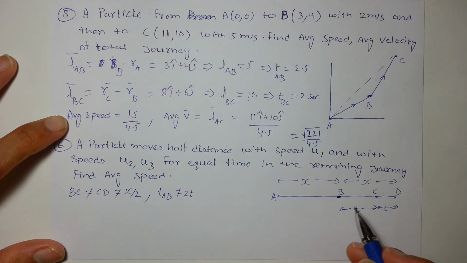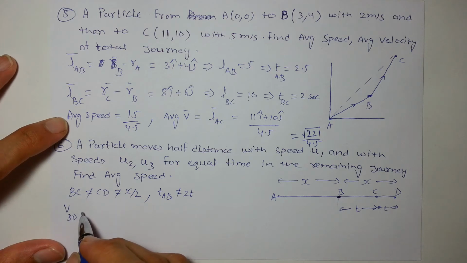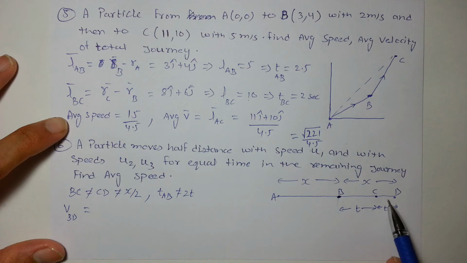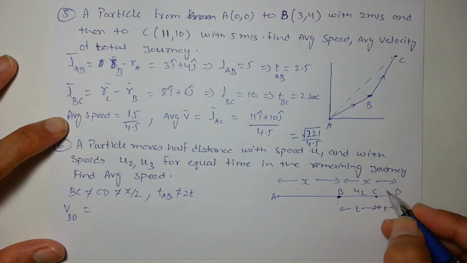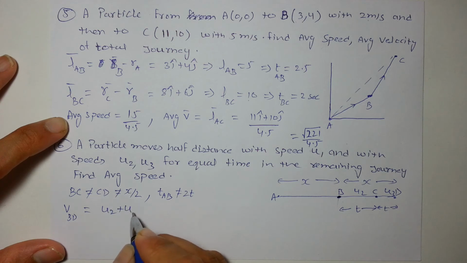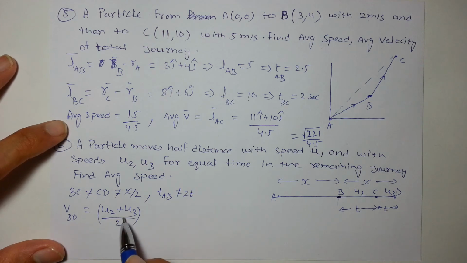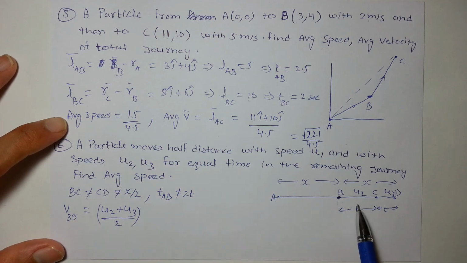If we talk about B to D, for equal times they are moving with u2 and u3. So we can simply say u2 plus u3 by 2 is the average speed of BD. We just solved this question in this video itself. Whenever the time intervals are equal, the average is the sum divided by 2.